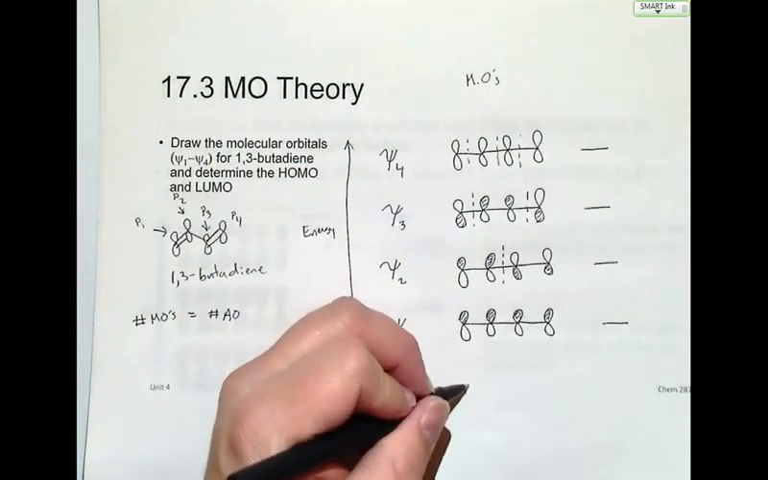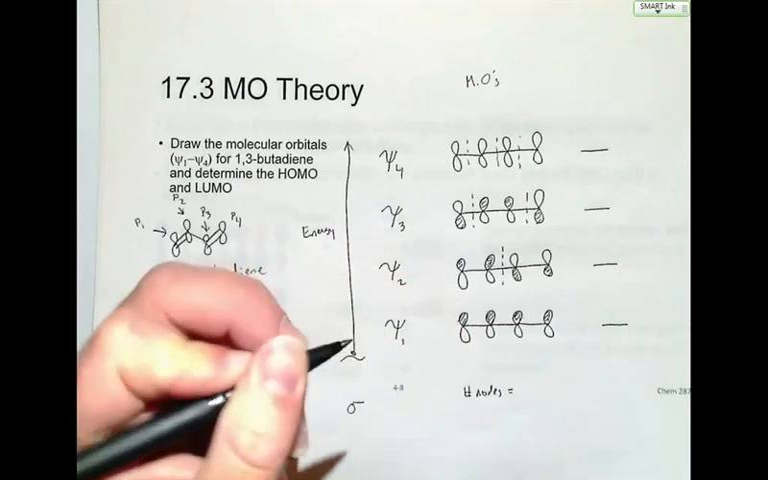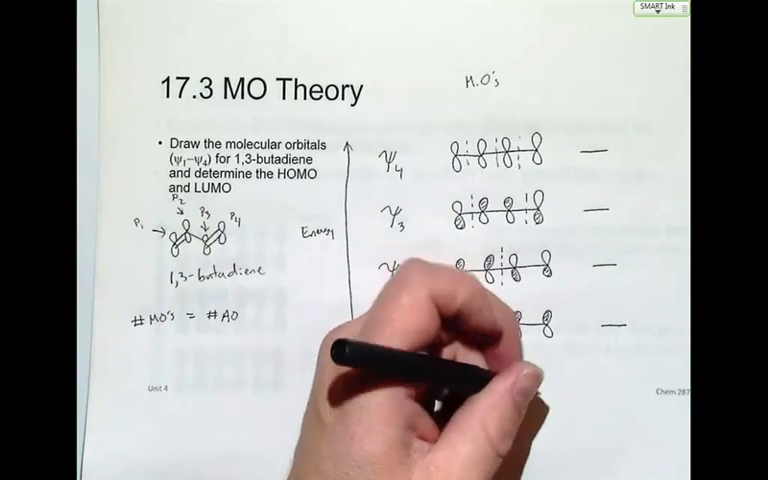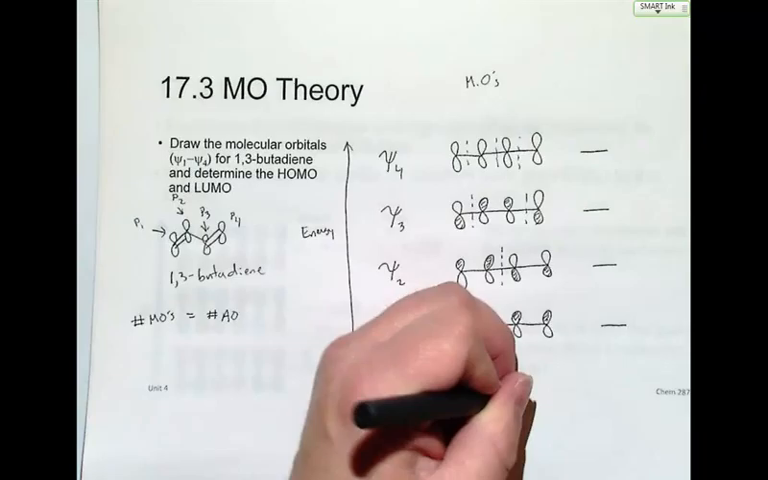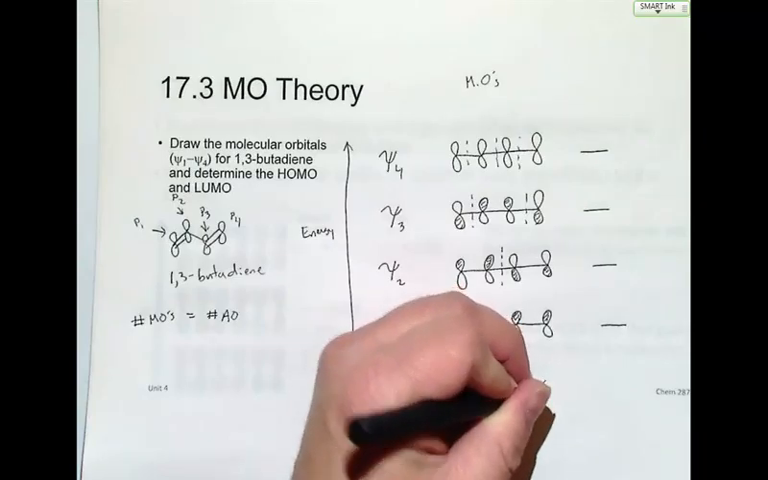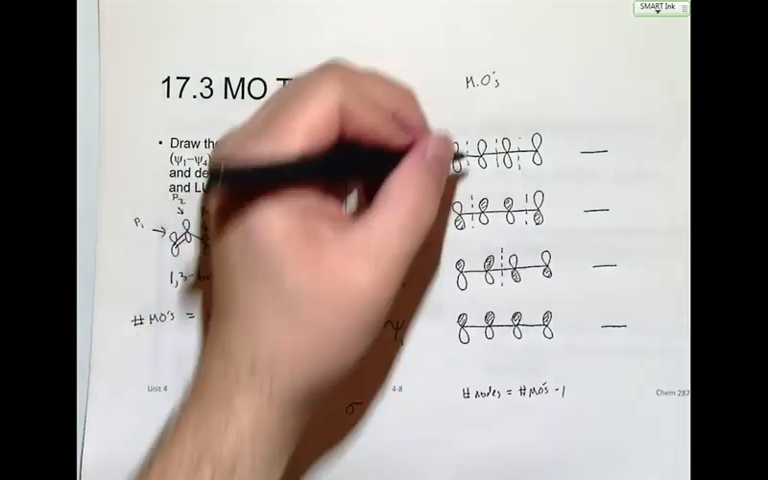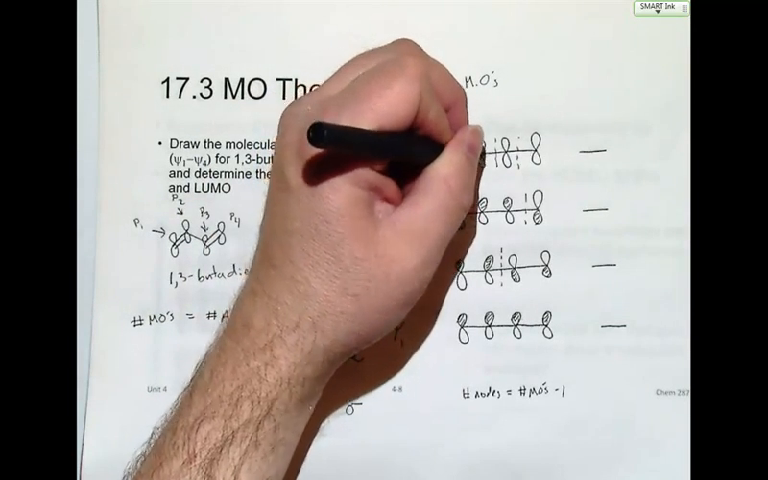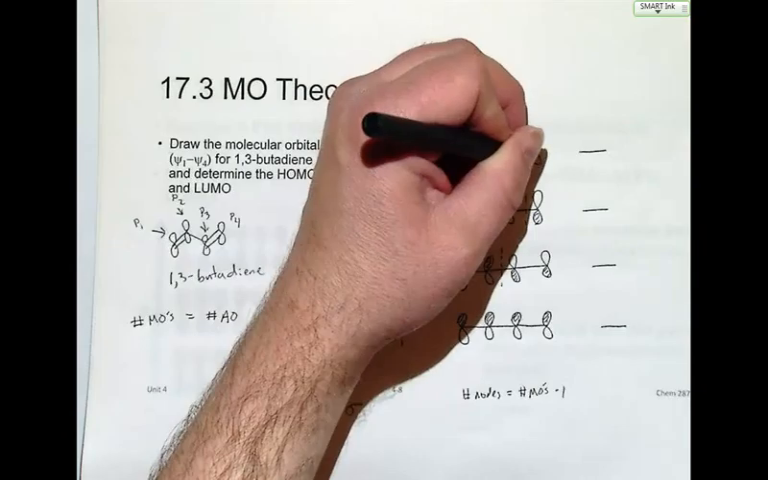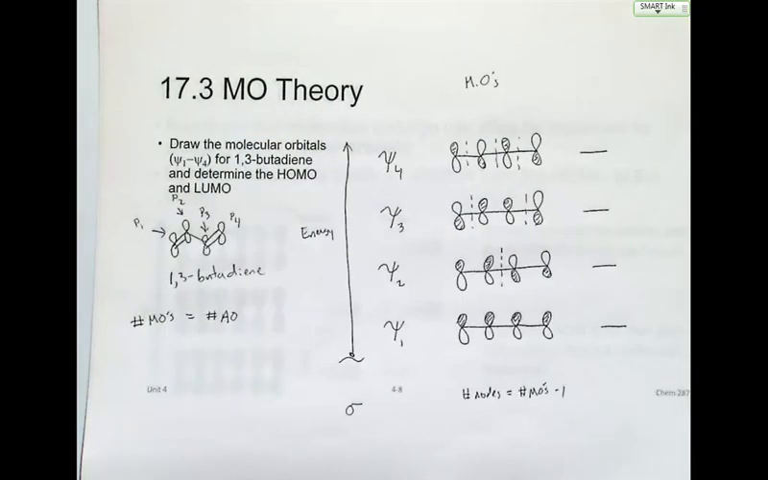So the number of nodes is the number of MOs minus 1. Okay. So that's what the molecular orbital picture looks like.